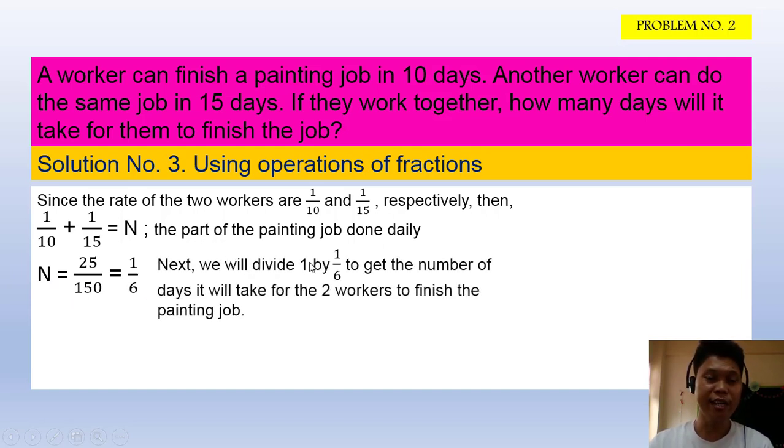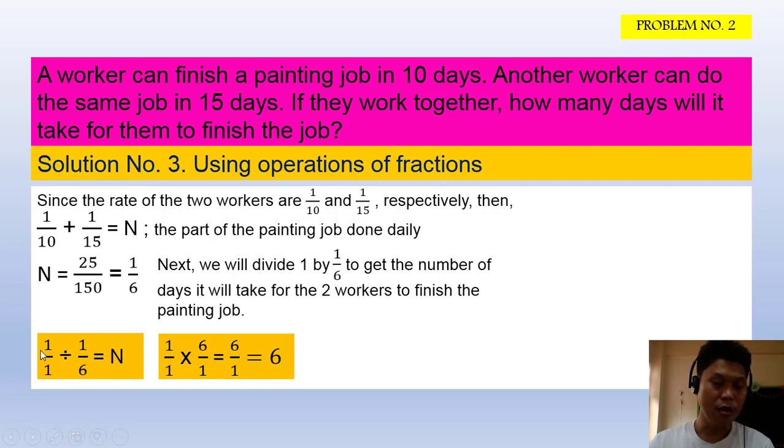Next, we will divide 1 whole by 1/6 to get the number of days it will take for the 2 workers to finish the painting job. So kasi 1/6 yung natapos in 1 day, ang gagawin na lang natin, ang 1 whole, i-divide natin ng fraction na 1/6. So magiging 1 divided by 1/6 or 1 over 1 divided by 1/6 para makuha natin kung ilang days. So, 1 divided by 1/6, pwedeng kopyahin ang dividend. So, 1 over 1, tapos change the sign into multiplication. Tapos, write the reciprocal of the divisor. Ang 1/6 magiging 6 over 1.